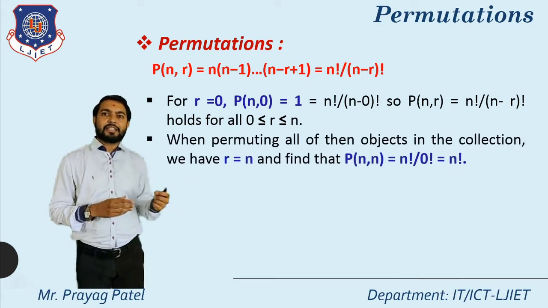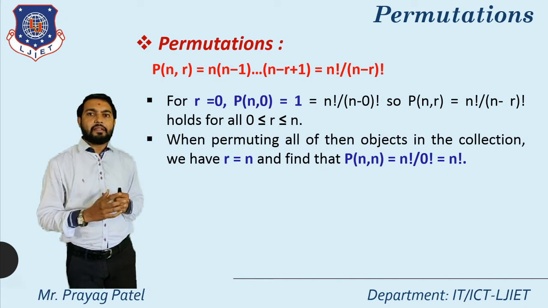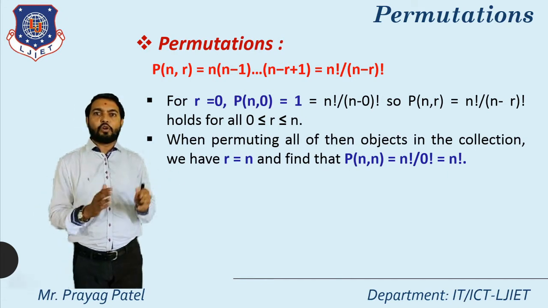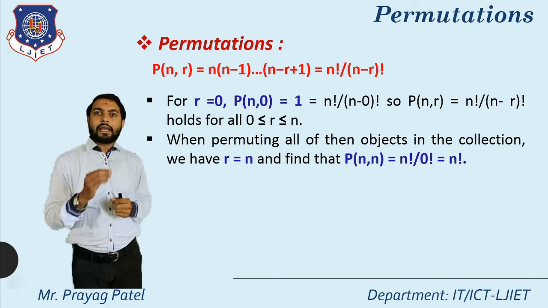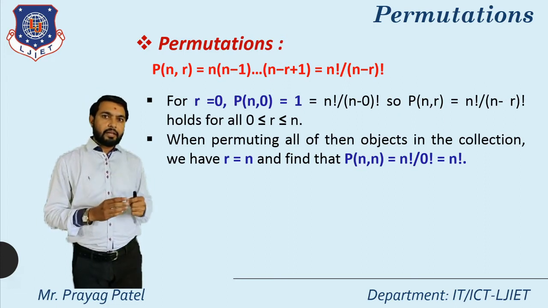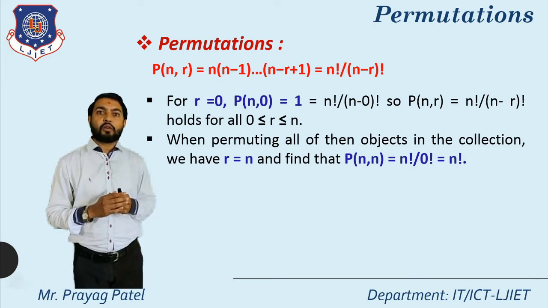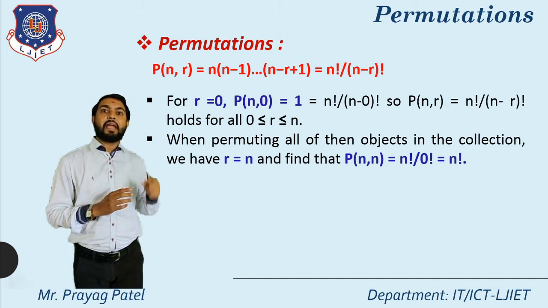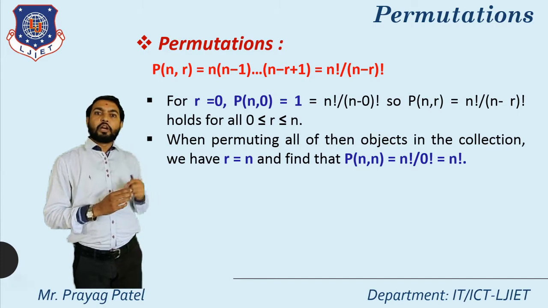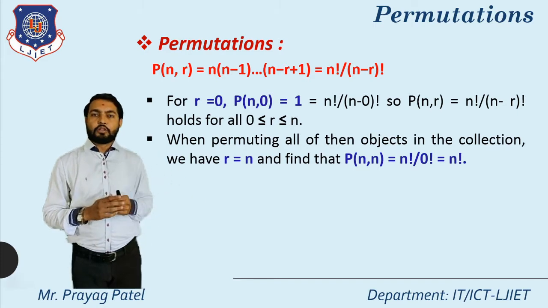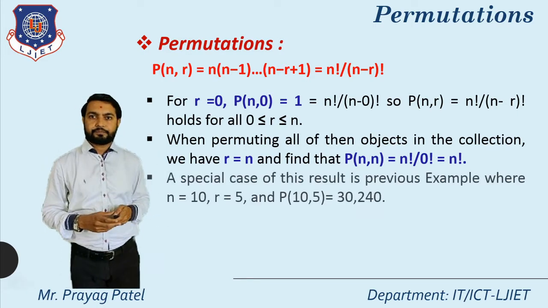Now consider another scenario, r equal to n, that means we have n elements and you have to select n elements from the available n elements. So r equal to n. Then the equation is P(n, n) equal to n factorial divided by (n minus n) factorial, that means 0 factorial. So n factorial divided by 1, that means n factorial. So the answer is equal to n factorial.